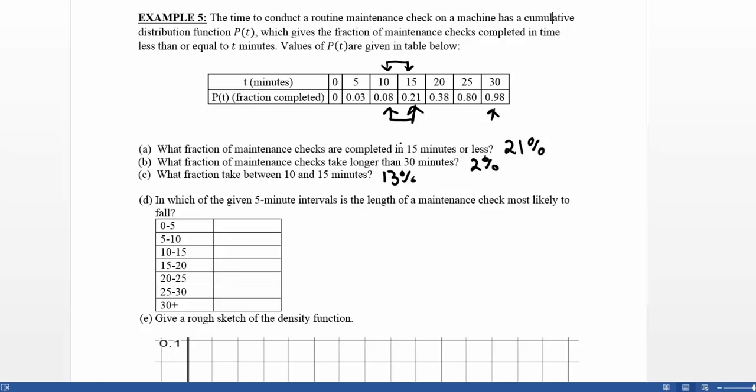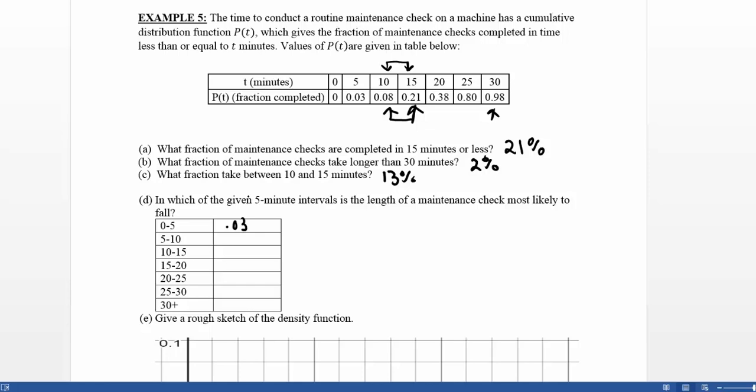So notice that at time equals 0, the fraction complete is 0. So I don't have anything to the left of 0 minutes. And that doesn't make sense anyway, because time is usually reported positively. So from 0 to 5 minutes, I've accumulated 0.03 or 3% of the maintenance checks happen in less than or equal to 5 minutes.